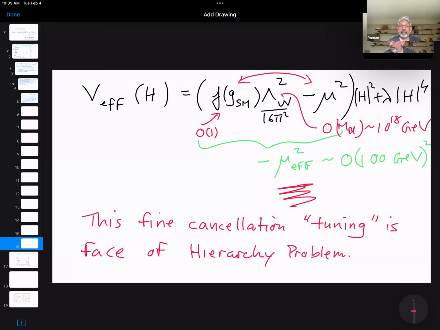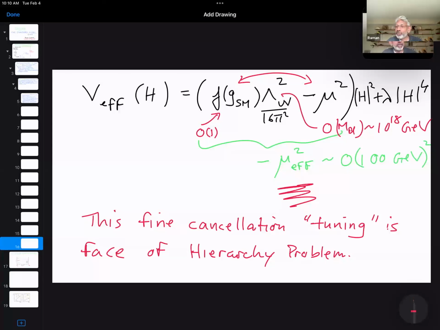Which says that, especially taking into account these quantum corrections that we expect are there and that are cut off by some ultimate ultraviolet cutoff of quantum gravity, it seems strange that these enormous Planckian numbers should cancel so finely to give this very small 100 GeV.